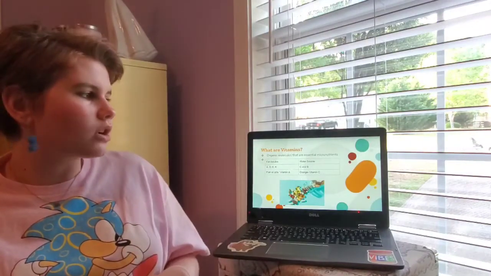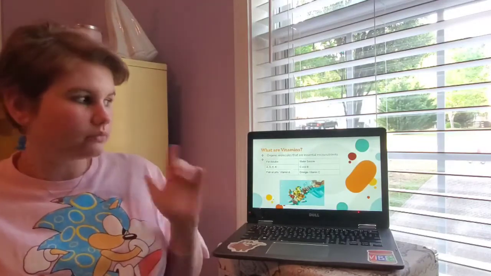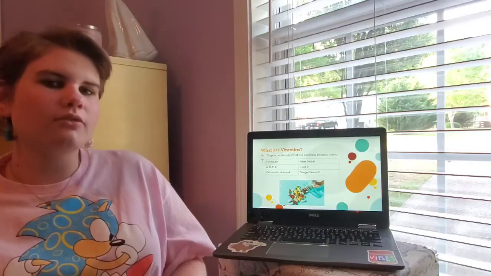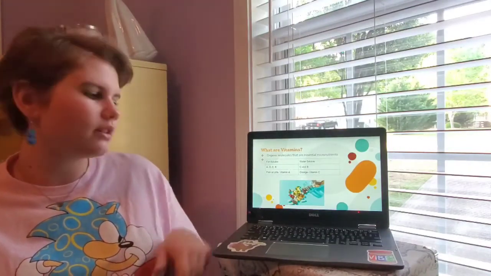And then water-soluble vitamins are vitamins that can be dissolved in water, and these are vitamins C and B. And a lot of citruses, like orange, has vitamin C in it.